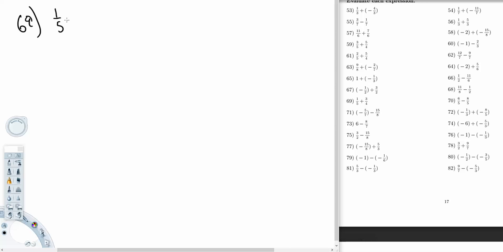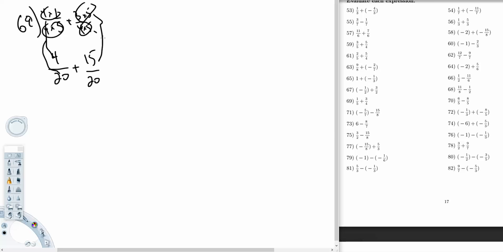1 over 5 plus 3 over 4. So we're adding, so we need the same denominator. If we multiply this by 4 and we multiply this by 5, remember we have to multiply the top and the bottom by the same number for the fraction to remain constant. So that is 1 times 4 equals 4, 4 times 5 equals 20, plus 3 times 5 equals 15, plus 4 times 5 equals 20. So basically I did this, did this, did this, did this.